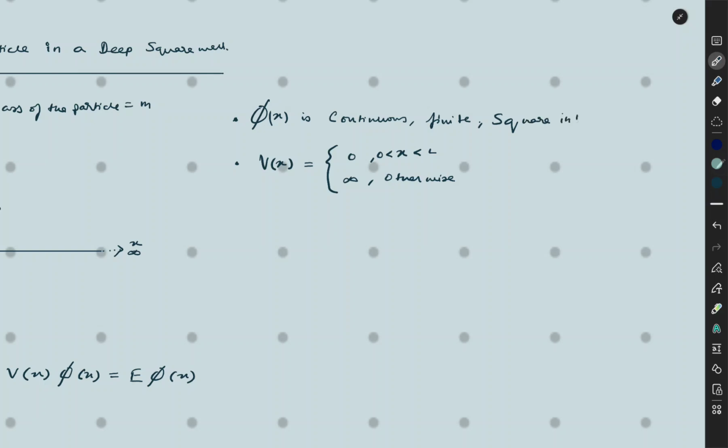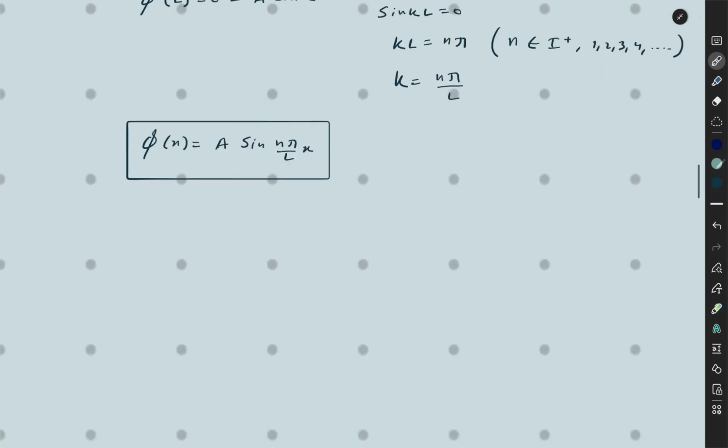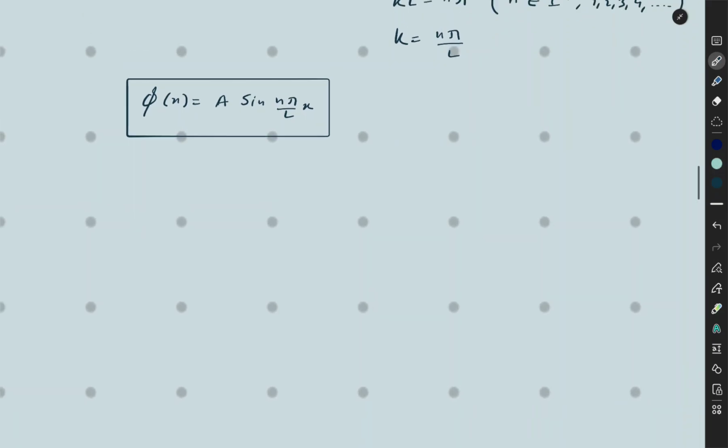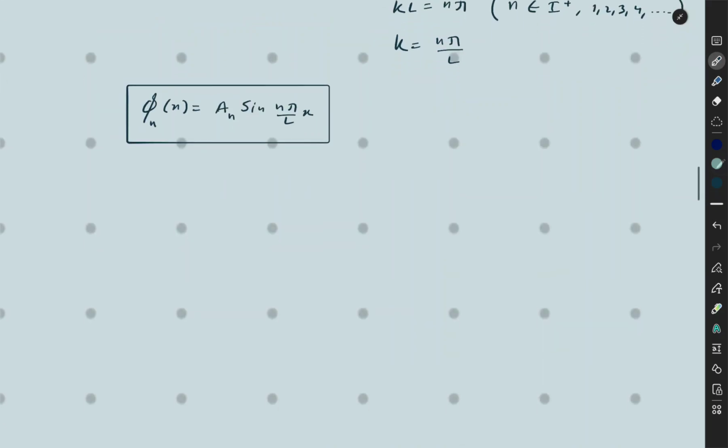The wave function is a square integrable function. So if we normalize, this A will change in accordance with n. So let us take this as phi of n and A of n. So for every n, the wave function will change.